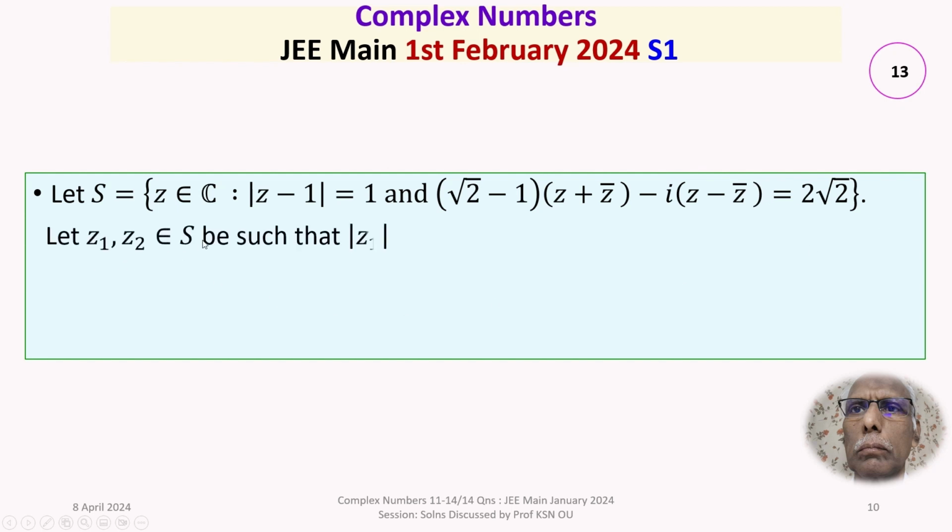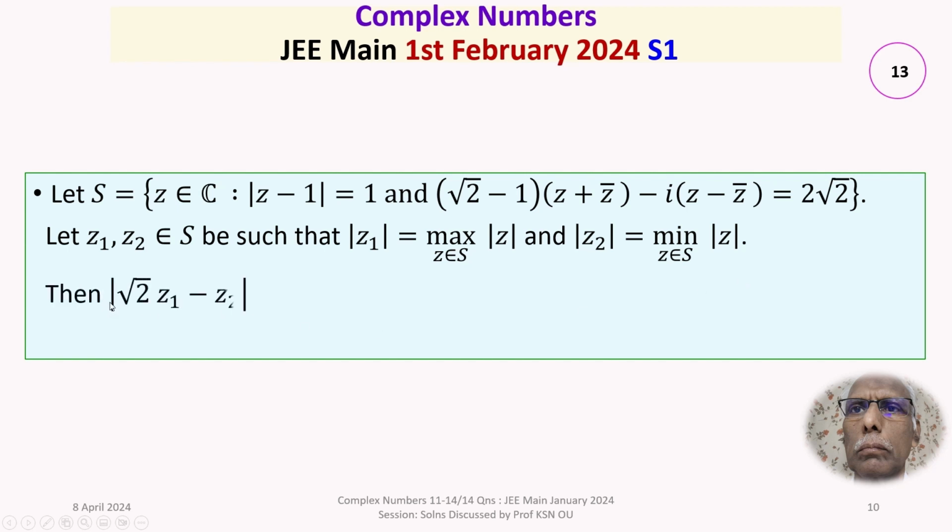Let Z1, Z2 belongs to S be such that mod Z1 is the maximum of mod Z, where the maximum is to be taken over all those Z belongs to S, and mod Z2 is the minimum of mod Z, where the minimum is to be taken over all Z belongs to S. Then modulus of root 2 times Z1 minus Z2 whole square equals to, we are given 4 options.